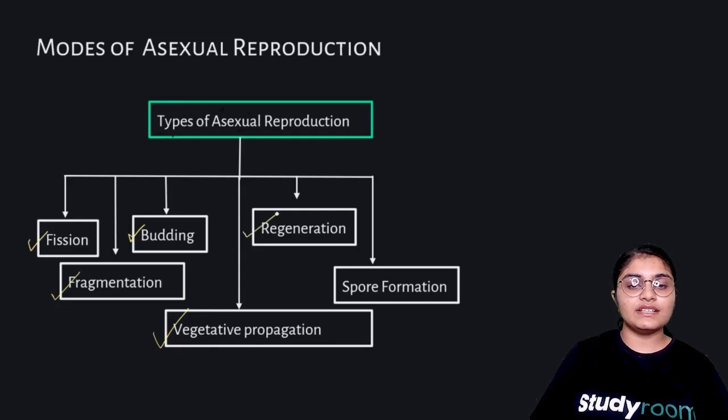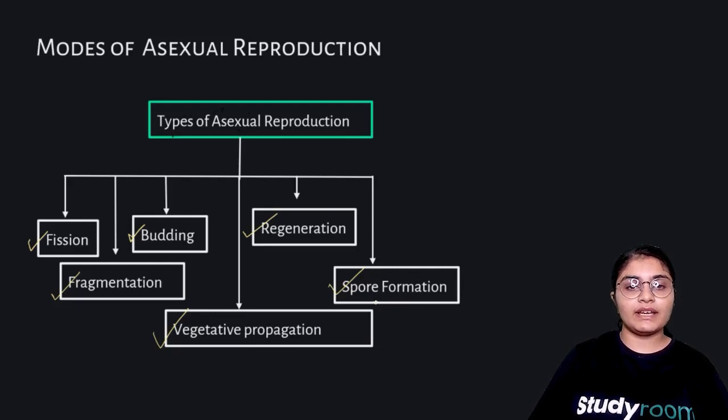Also we can see regeneration, which takes place generally in lizards. When the tail of a lizard is cut off, the lizard can grow that tail again. And also we have seen the example of starfish, where the starfish can regrow its parts. We have the last one, that is spore formation, where new individuals are formed from spores.